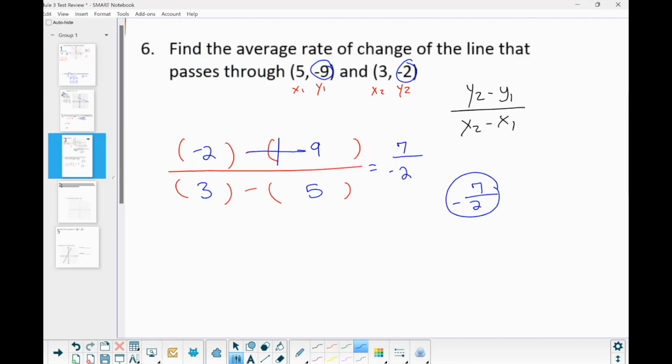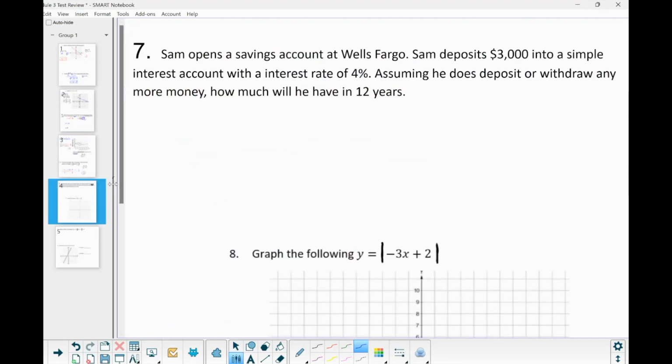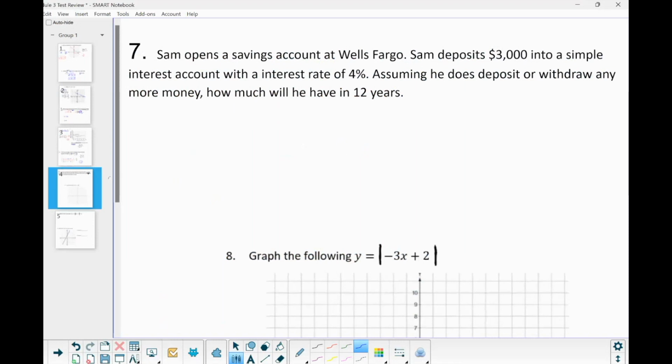All right, let's head over to number 7. All right, 7 is a simple interest equation. It says Sam opens up a savings account at Wells Fargo. Sam deposits $3,000 into a simple interest account with an interest rate of 4%. Assuming he doesn't deposit or withdraw any more money, how much will he have in 12 years?